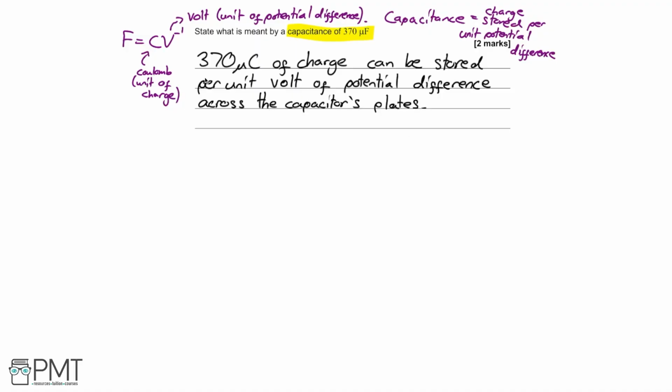In this question, we got 1 mark for saying that we could store 370 microcoulombs of charge, and we got 1 mark for saying it's per unit volt. We have to use the units of the quantities here, since we've been given the capacitance that's in microfarads, rather than just defining what the capacitance is, in which case you wouldn't use units.